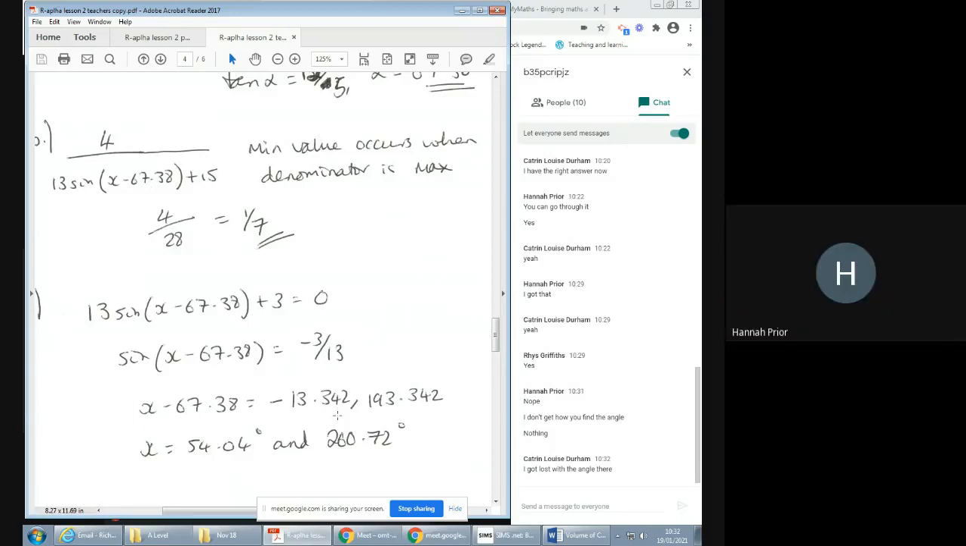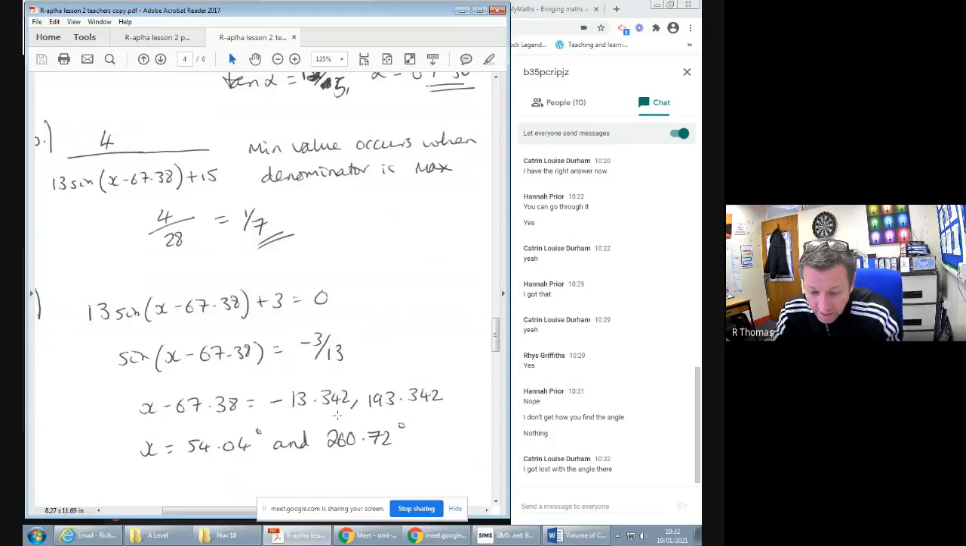Thank you. Well, I might have got it wrong. Let's have a look. Did anybody else get that? So second function, sine brackets minus 3 divided by 13. Yeah, my calculator says minus 13.342.